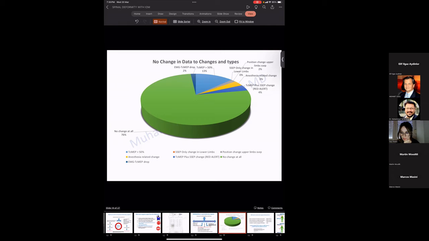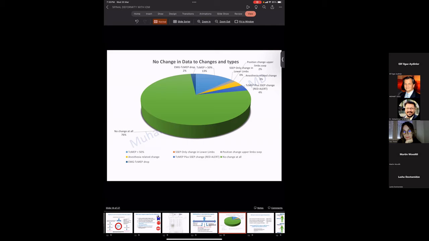The red alarm patients are the patients on the extreme right, the 4% where TCMEPs plus SSEPs are both changing. They were 4% of the data. And these are mostly those patients where Cobb angles were greater than 90 and 100 degrees. Then there are anesthesia-related changes, where mistakenly anesthesia gave a neuromuscular blockade or a bolus dose was given, or they were unable to provide the transfusion in a timely manner. So there were 3% of those patients where this caused the data change.